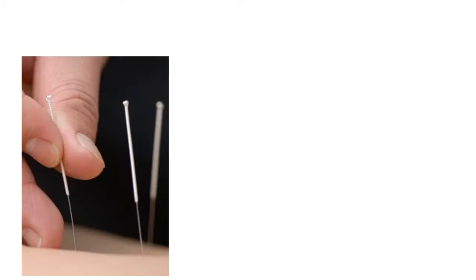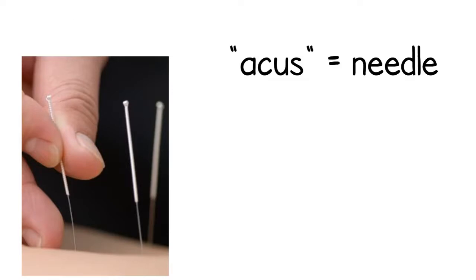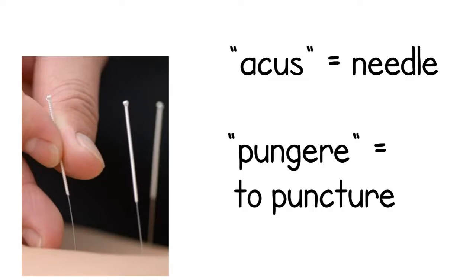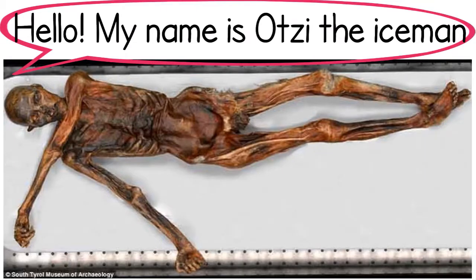In order to treat disharmonies of the zang fu and channels, acupuncture is commonly used to transmit qi to the diseased area. The word acupuncture is derived from the Latin acus, meaning needle, and pungere, meaning to puncture. Very early evidence of acupuncture can possibly be seen from the examination of Otzi the Iceman, a mummified body from 5,300 years ago found in the Austrian Alps.